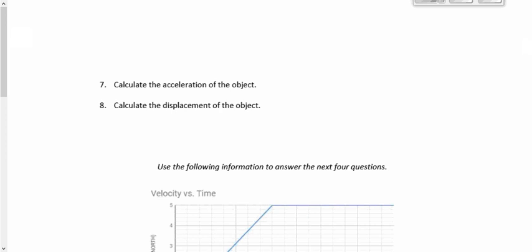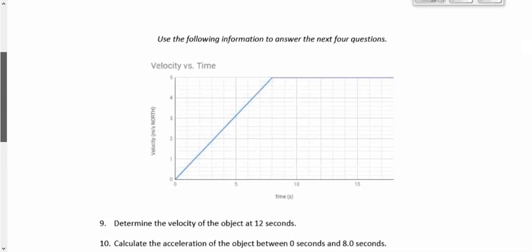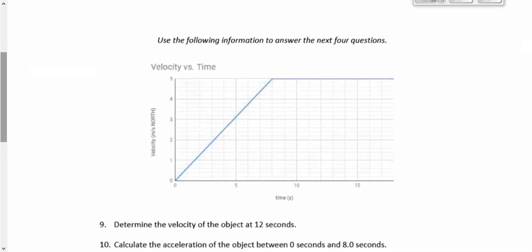All right, there were 4 more questions. Your method wouldn't work with this one, right? Because we've got 2 straight lines there. Determine the velocity at 12 seconds, up and over. Okay, 10, 11, 12. At 12 seconds, we're going to say it's 5 meters per second.